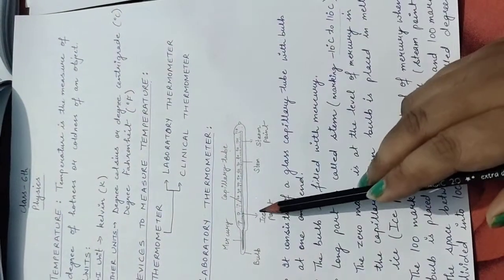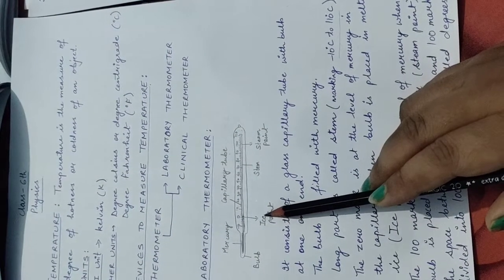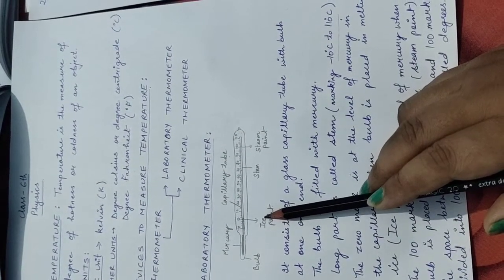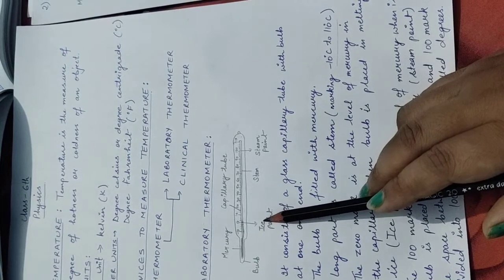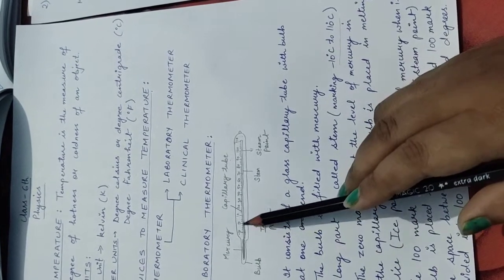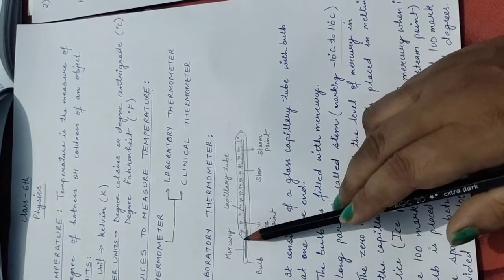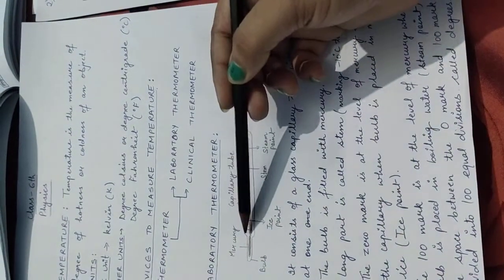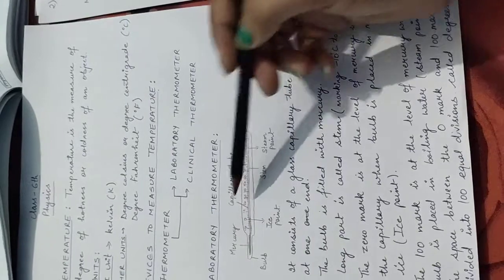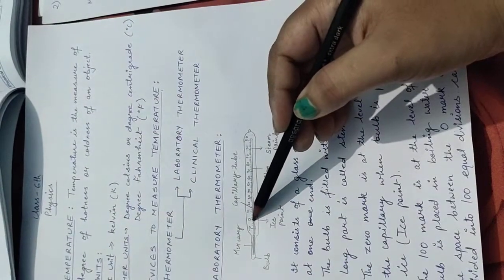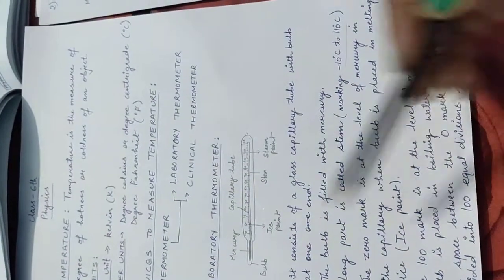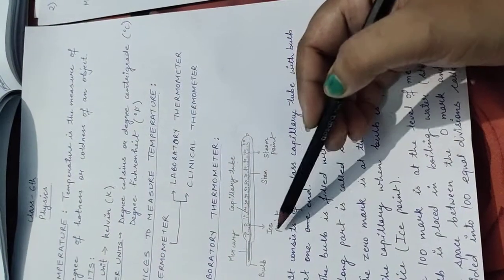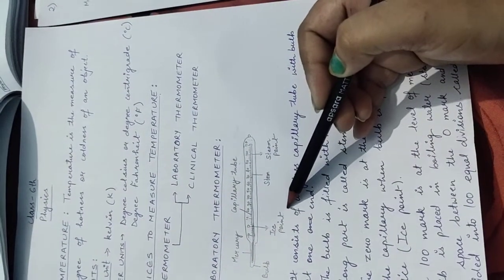This is the zero mark. It is at the level of mercury in the capillary tube when the bulb of this thermometer is placed in melted ice. So when we put the bulb of this thermometer in the melted ice, the mercury will rise to 0 degree Celsius. So this is the zero mark. This is also called the ice point.